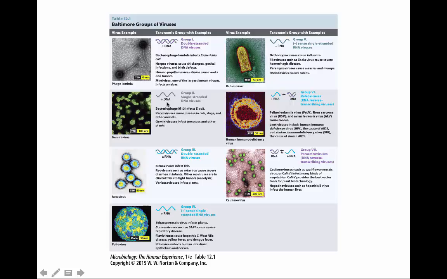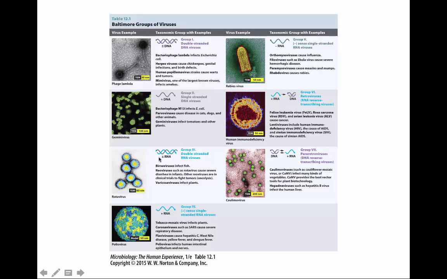Group 2 are single-stranded DNA viruses. So most human and bacterial genomes are double-stranded DNA. Here we see some genomes that we've not seen yet. So a single strand of positive sense DNA is our group 2 viruses.